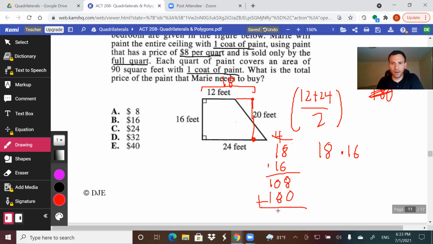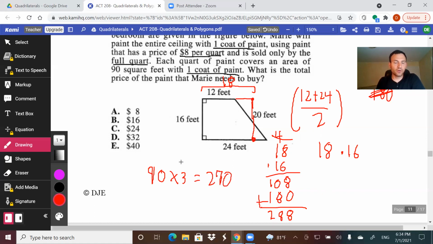So we're looking at 288 feet. So we need to paint 288 feet, and if we need to paint 288 feet, we're dividing that by 90 to figure out how many quarts of paint we need. Well, 90 is going to go into this 3 times and change, right? 90 times 3 would give us 270.